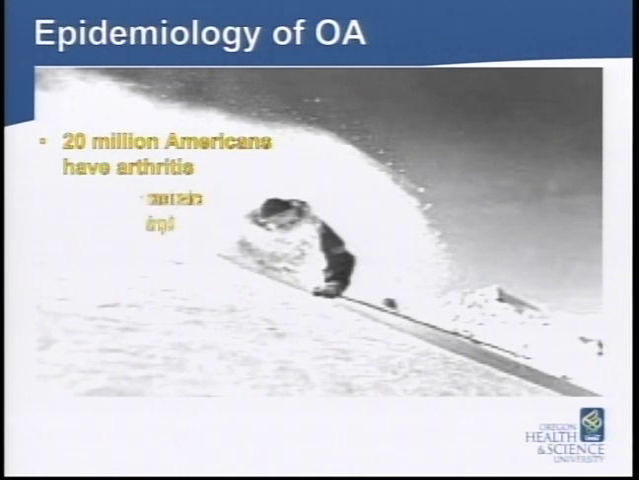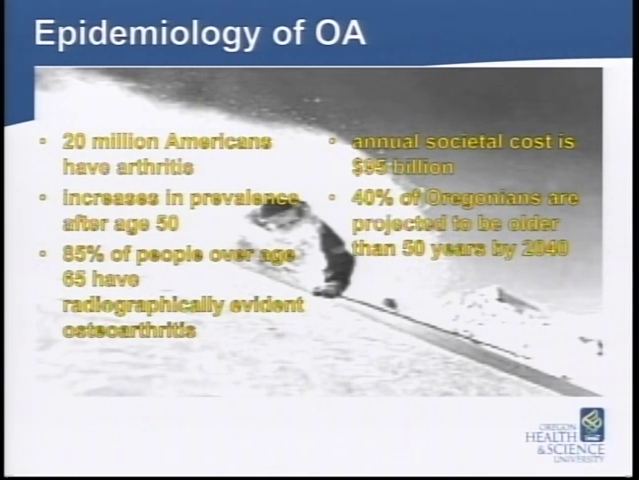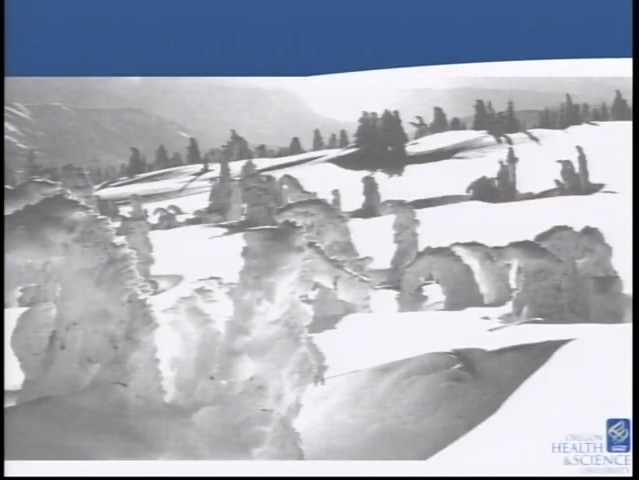20 million Americans have arthritis. It increases in prevalence after age 50. 85% of people over age 65 have radiographically evident arthritis, whether they have symptoms or not. So lots of people have evidence of arthritis on x-rays, but they may not have symptoms. Annual societal costs, these are numbers from about 10 years ago, are 95 billion. Getting closer to home, 40% of Oregonians are projected to be older than 50 by 2040. And 44% of Oregonians over 50 have arthritis.